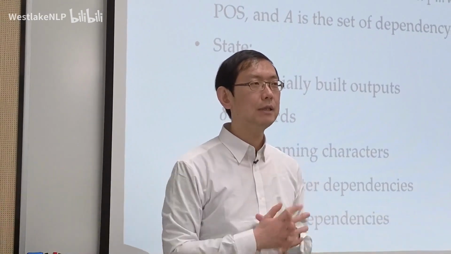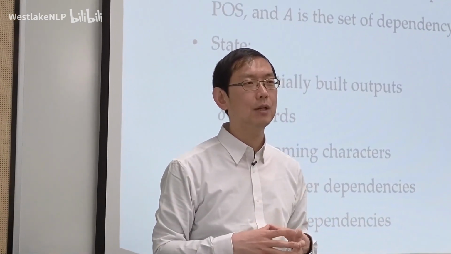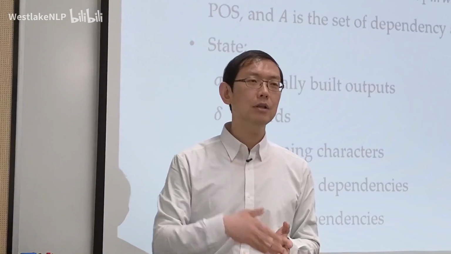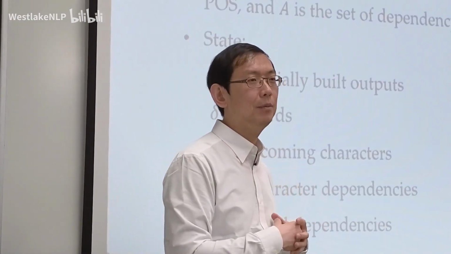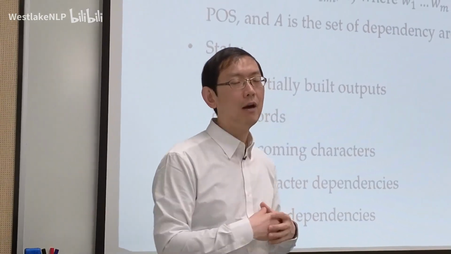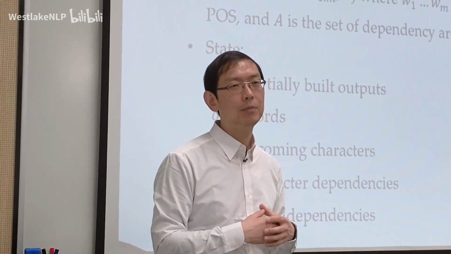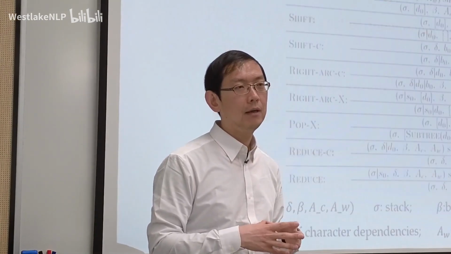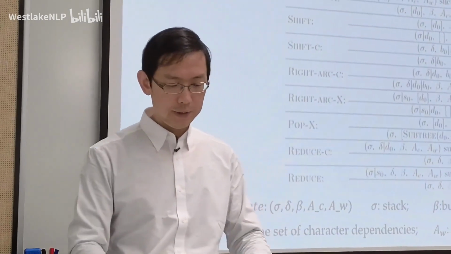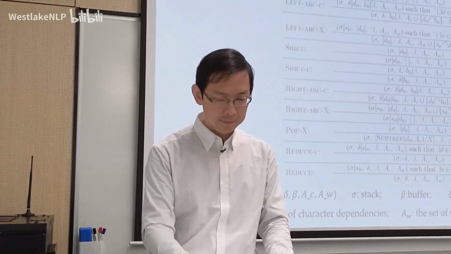Now, I finally result in a very complex structure where you have words, part of speech, dependency labels between words, and also dependency labels between characters. You can hardly imagine how you build a dynamic program to solve all these ambiguities. But we can translate this into a state transition process.